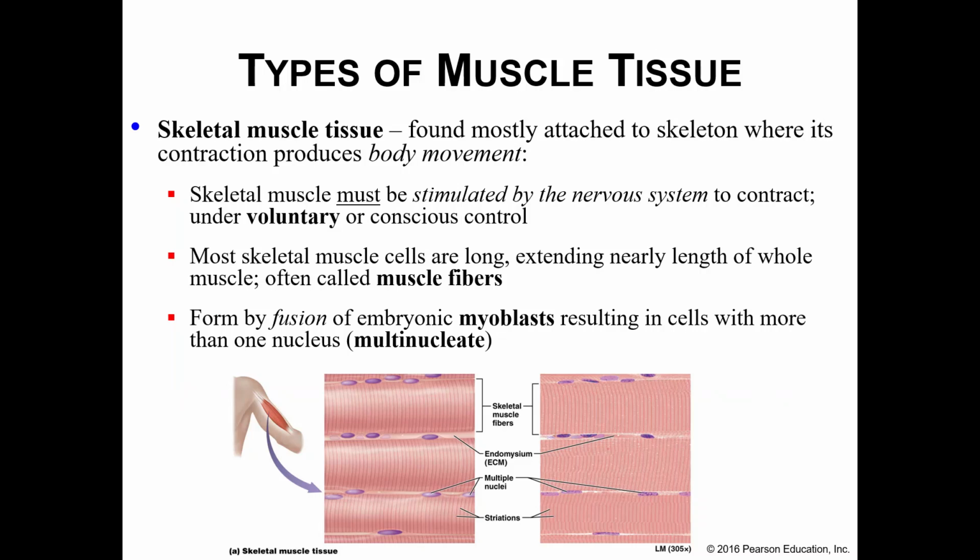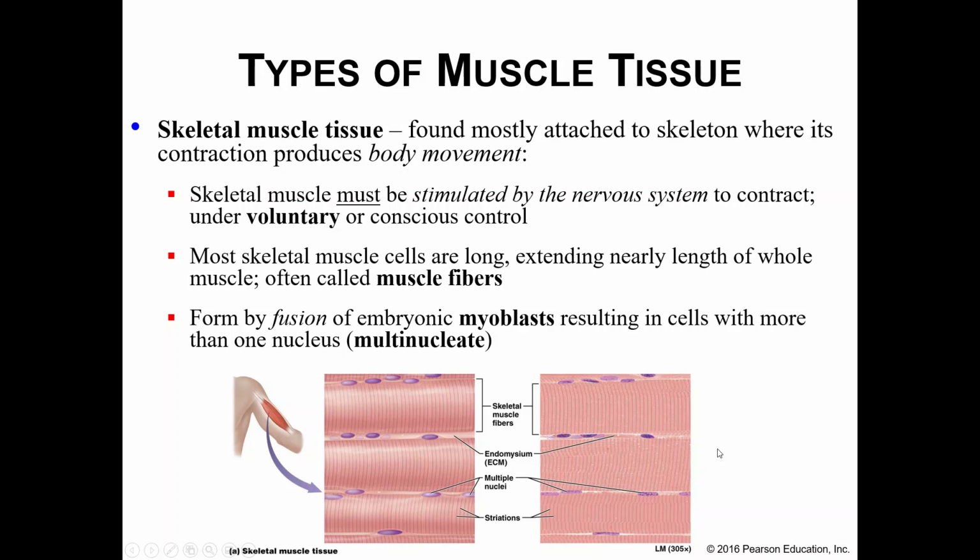That's okay too. Most skeletal muscle cells are long, nearly the length of the muscle itself, and we usually refer to them as muscle fibers. The muscle fibers are formed when you fuse embryonic myoblasts, and myo means muscle. So if these cells fuse together, you end up with a multinucleated cell. And so this one muscle fiber has quite a few nuclei.